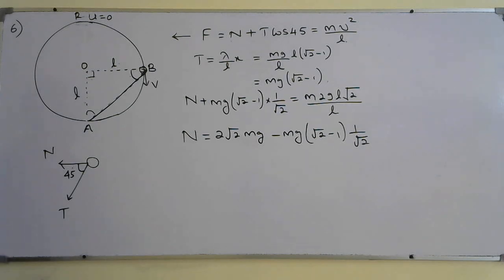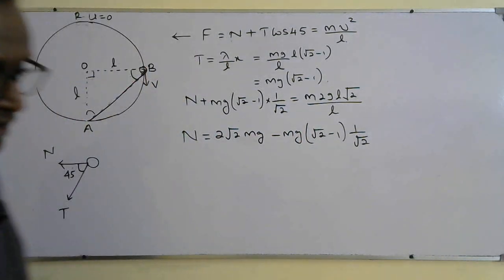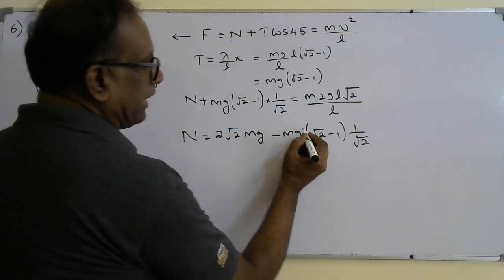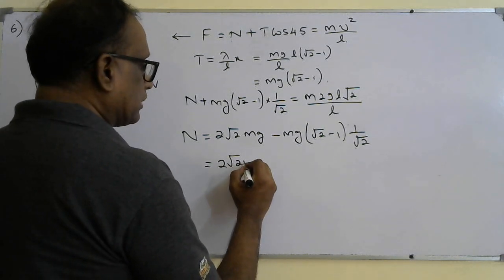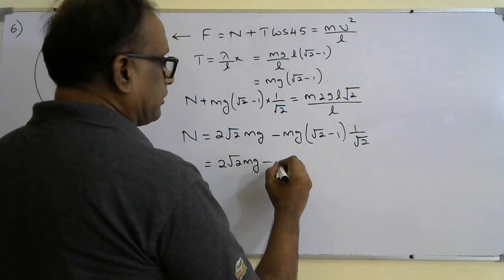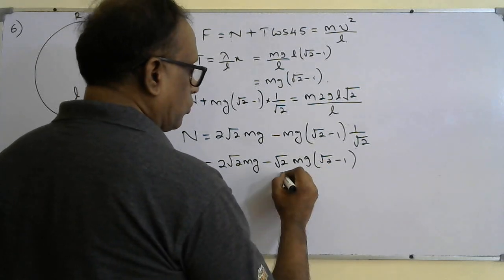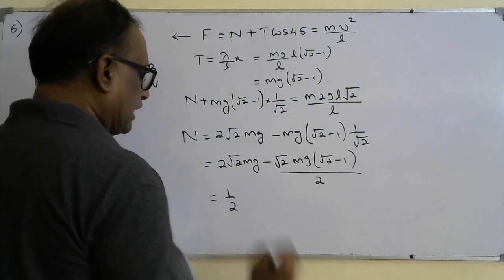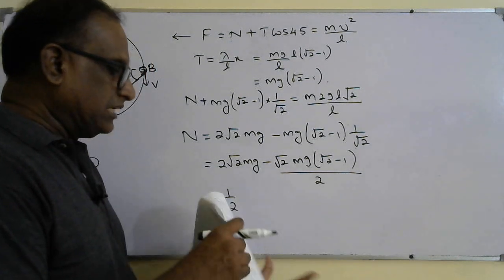Okay, so from this we have to solve and get the format they asked us to show. We had to get it from this equation. To get that format, we have to multiply numerator and denominator by root 2. So 2 root 2 mg minus, multiplying numerator and denominator by root 2, there will be root 2 mg root 2 minus 1 over root 2 into root 2, that is 2. They asked to take half out. You can see the format they are showing in the final answer. It says half mg, so we'll take it out.